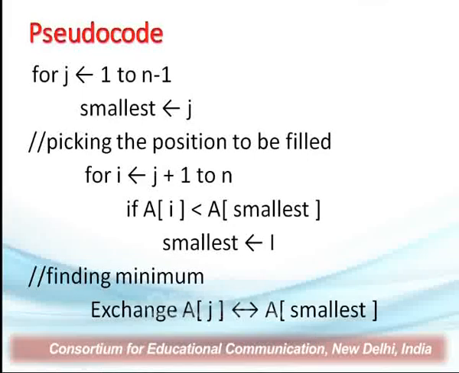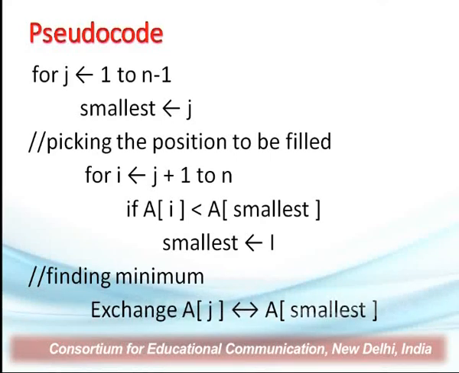In order to implement selection sort practically, the pseudocode we should have is: for j equals 1 to n minus 1, we will store the value of j in an element which is smallest, and now we will pick the position to be filled, which is j plus 1 to n. Every time we will be filling up one position by the smallest. Now in the next two steps we will be finding the minimum.